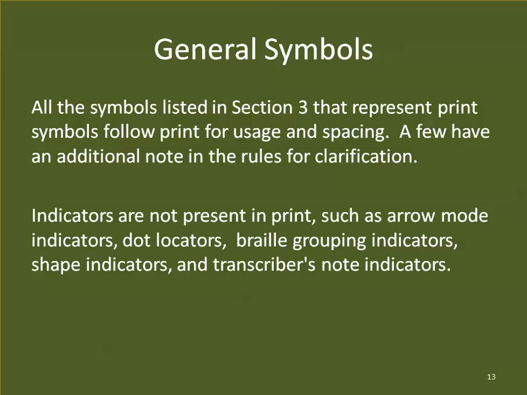A bit of definition here. Indicators, if I have not said already, are not present in print. So an indicator is not present in print. A symbol or a sign is. So indicators such as an arrow mode indicator, a dot locator, Braille grouping indicators, shape indicators, and transcriber's note indicators, none of those things are in print. They tell the Braille reader that something else is coming up in the next cell, but they aren't there in print.